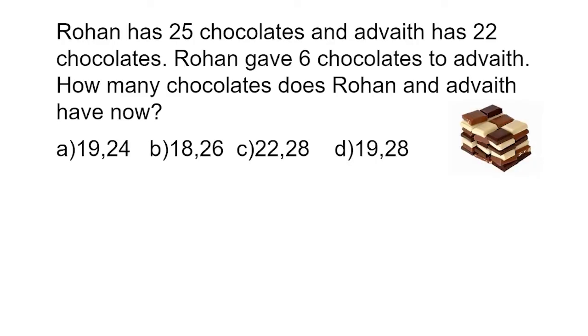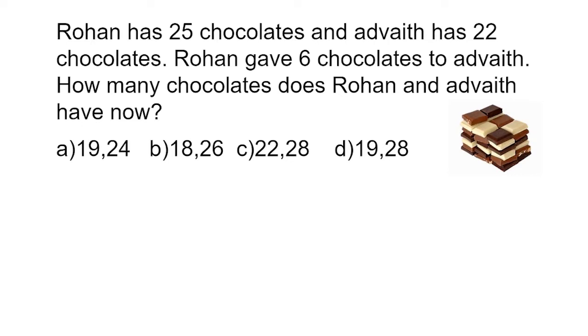So this is the question. Rohan has 25 chocolates and Advait has 22 chocolates. Rohan gave 6 chocolates to Advait. How many chocolates do Rohan and Advait have now? Before you solve a question, always read the question slowly and try to understand what they are trying to say in the question.